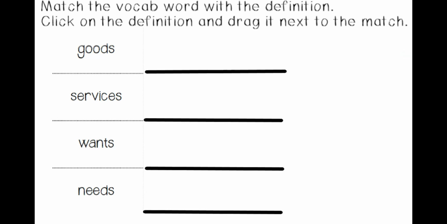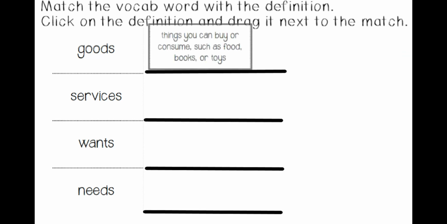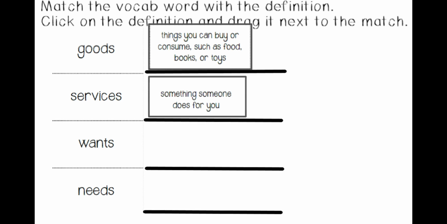So our first vocabulary word is goods. Goods are things you can buy or consume, such as food, books, or toys. So goods are the things that you buy. Services is something someone does for you. So again, you're buying something, but you're paying money for someone to do something. For example, maybe you pay for somebody to wash your car. They are doing you a service by washing your car. You pay someone to cut your hair. You pay the doctor to check to see if you are healthy.